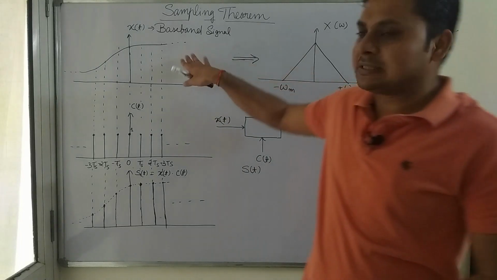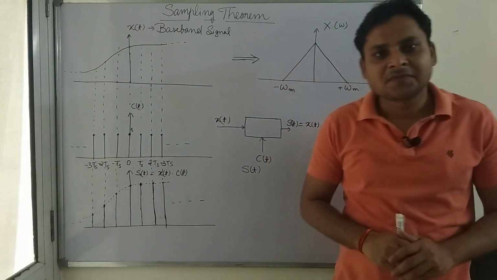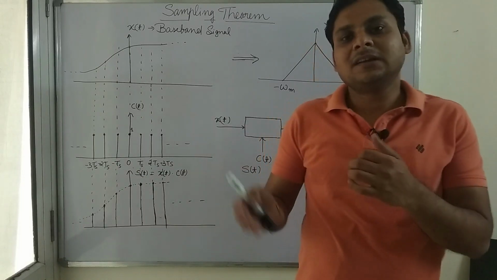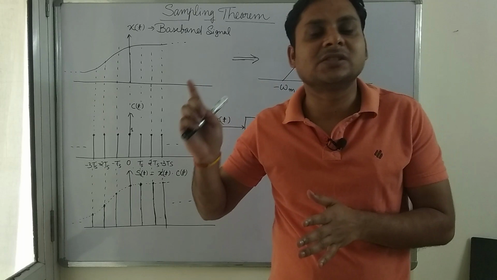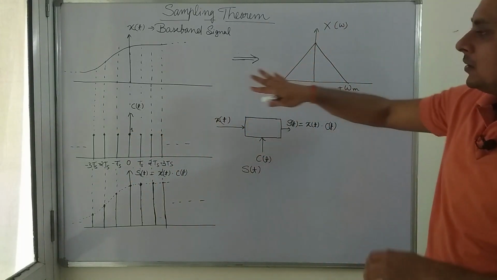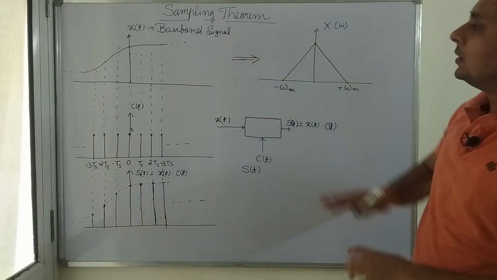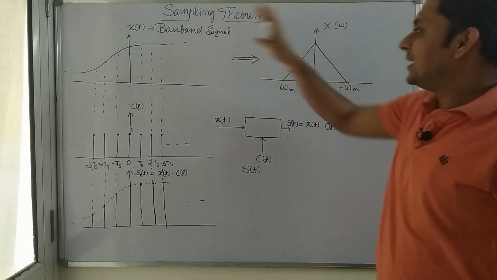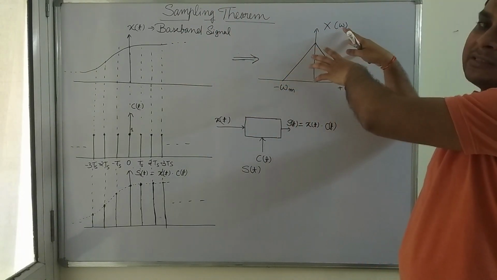This is a continuous signal x(t). This is a baseband signal. Baseband signal means a signal which has a finite range of frequency in which the value of the signal is non-zero. We can understand it with the frequency representation of the same signal. Now this x(t) is represented in the frequency domain. Don't relate it to anything, I have taken it as an example.